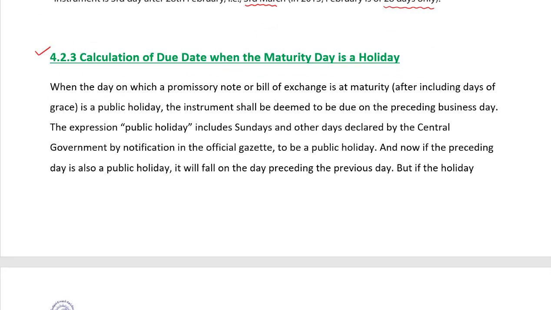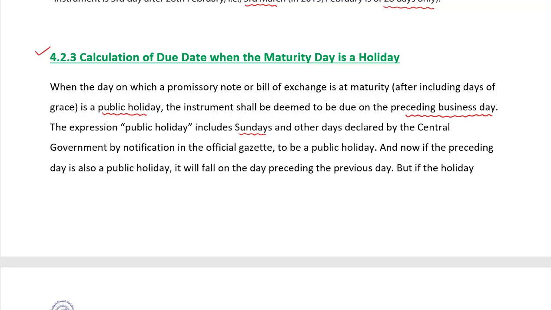Let us move ahead. Calculation of due date when the maturity day is a holiday. When the day on which the promissory note or bill of exchange is at maturity, after including the days of grace, 3 days of grace, is a public holiday, the instrument shall be deemed to be due on the preceding business day. In case of public holidays, it is the preceding business day. The expression public holiday includes Sundays and other days declared by the central government by notification in the official gazette to be a public holiday.